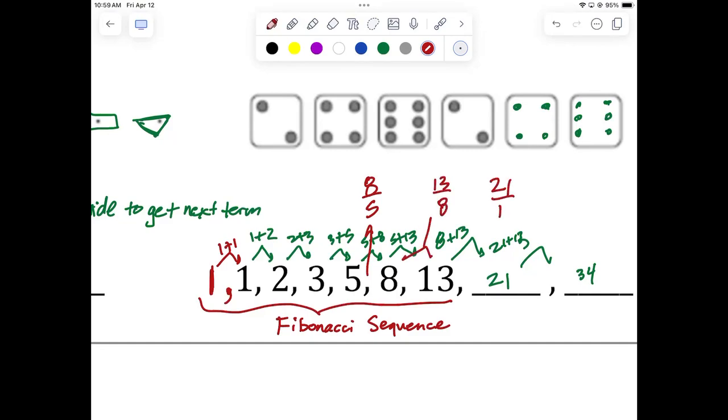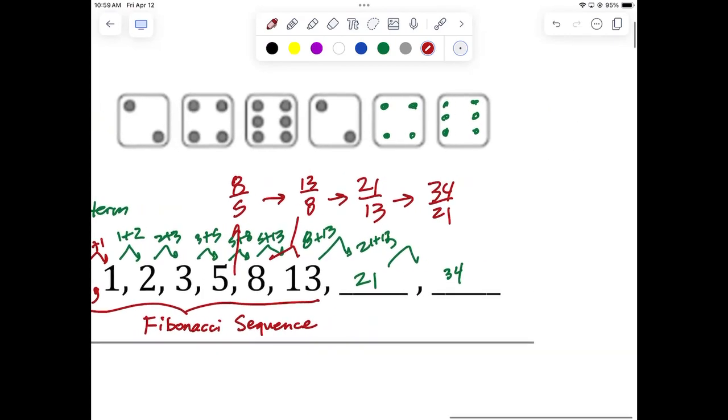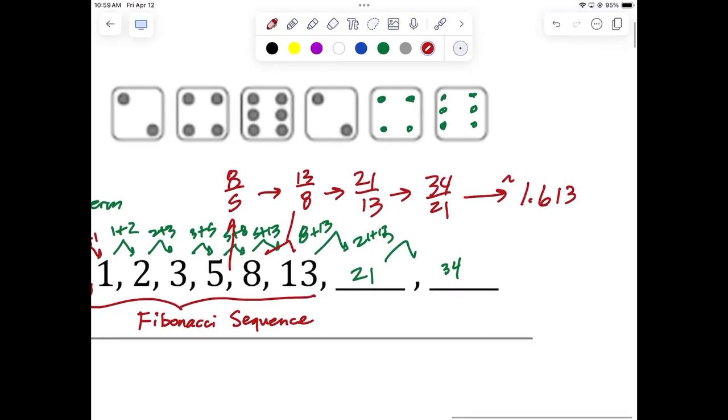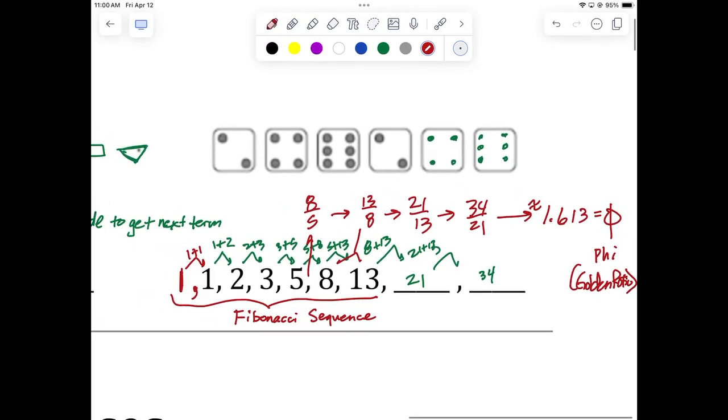If you look at 21 divided by 13, if you look at 34 divided by 21, as you keep taking these ratios of the one on the right divided by the one on the left, they approach 1.613-ish. Okay, they get closer and closer to that magical number, and that magical number is phi, which is the golden ratio. You don't have to know that for the test, but it's kind of nice to know in life, right?